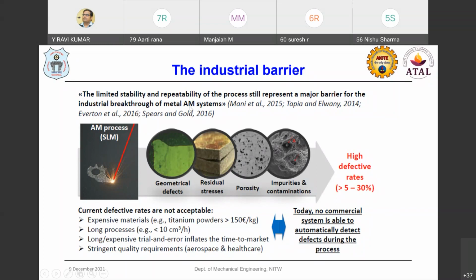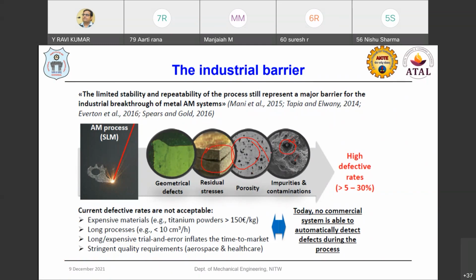You can see geometrical defects may be there, and also some residual stresses. These residual stresses are going to exist. Cracking or peeling is going to take place, and porosities, and also contamination by impurities or foreign particles when the melting is taking place. All of that causes failure of the components.